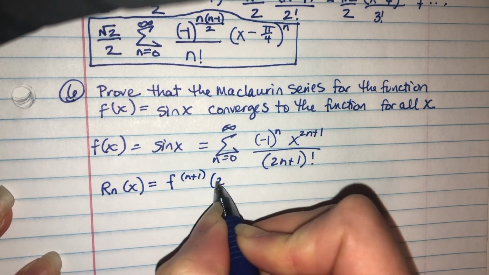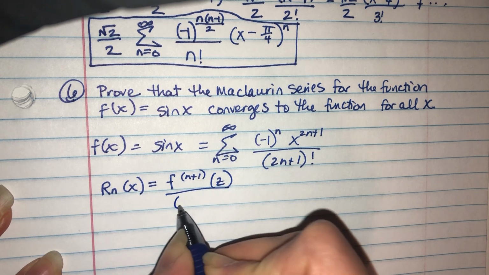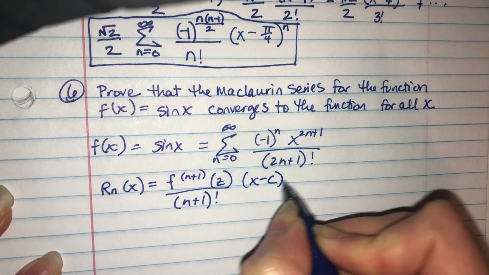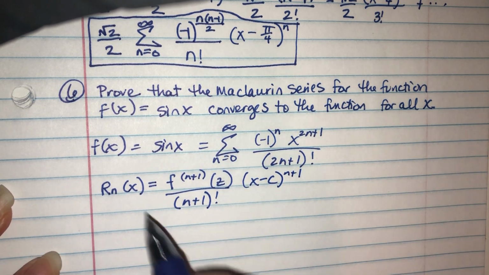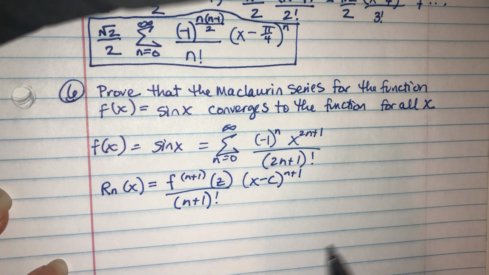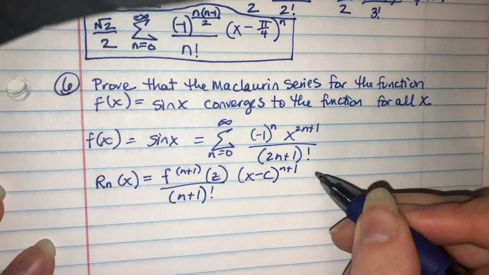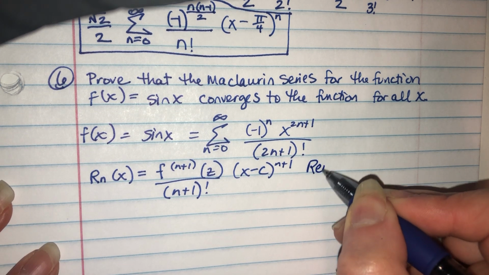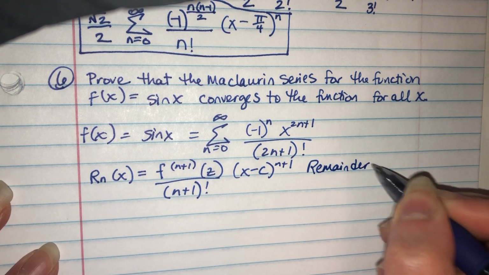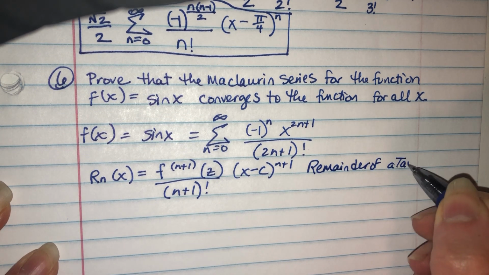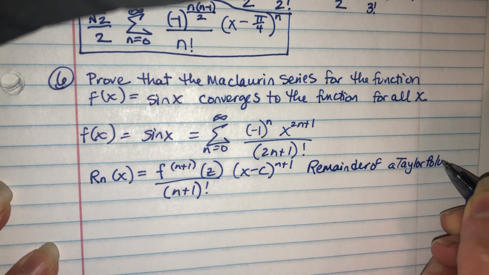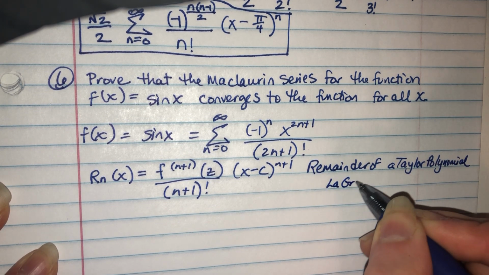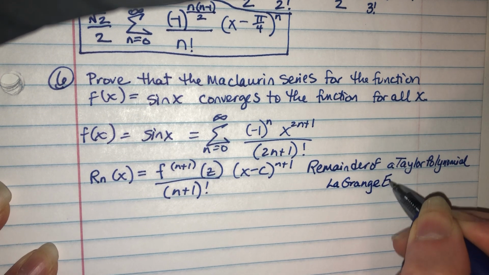We're going to pull this out of our bag of tricks. Again, this can appear on the AP exam. I would say that it's not tested with a great degree of frequency or a high number of points associated, but they like to keep you on your toes. So this is called the remainder of a Taylor polynomial, or also called Lagrange error bound.